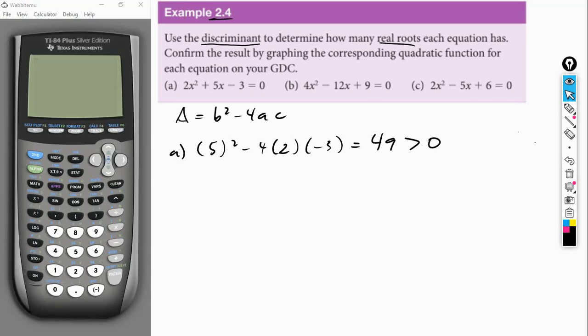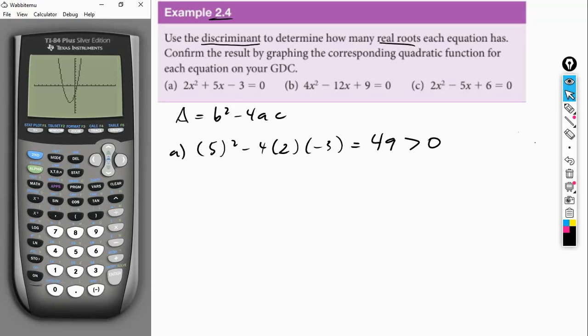So what you have to do is go to this part where it says y equals, top left corner, and then you plug in the function. Notice that you go to 2x squared plus 5x minus 3. And then top right corner, click graph. And there you have it. You can see that there are two real solutions because the function crosses the x-axis in two different places.